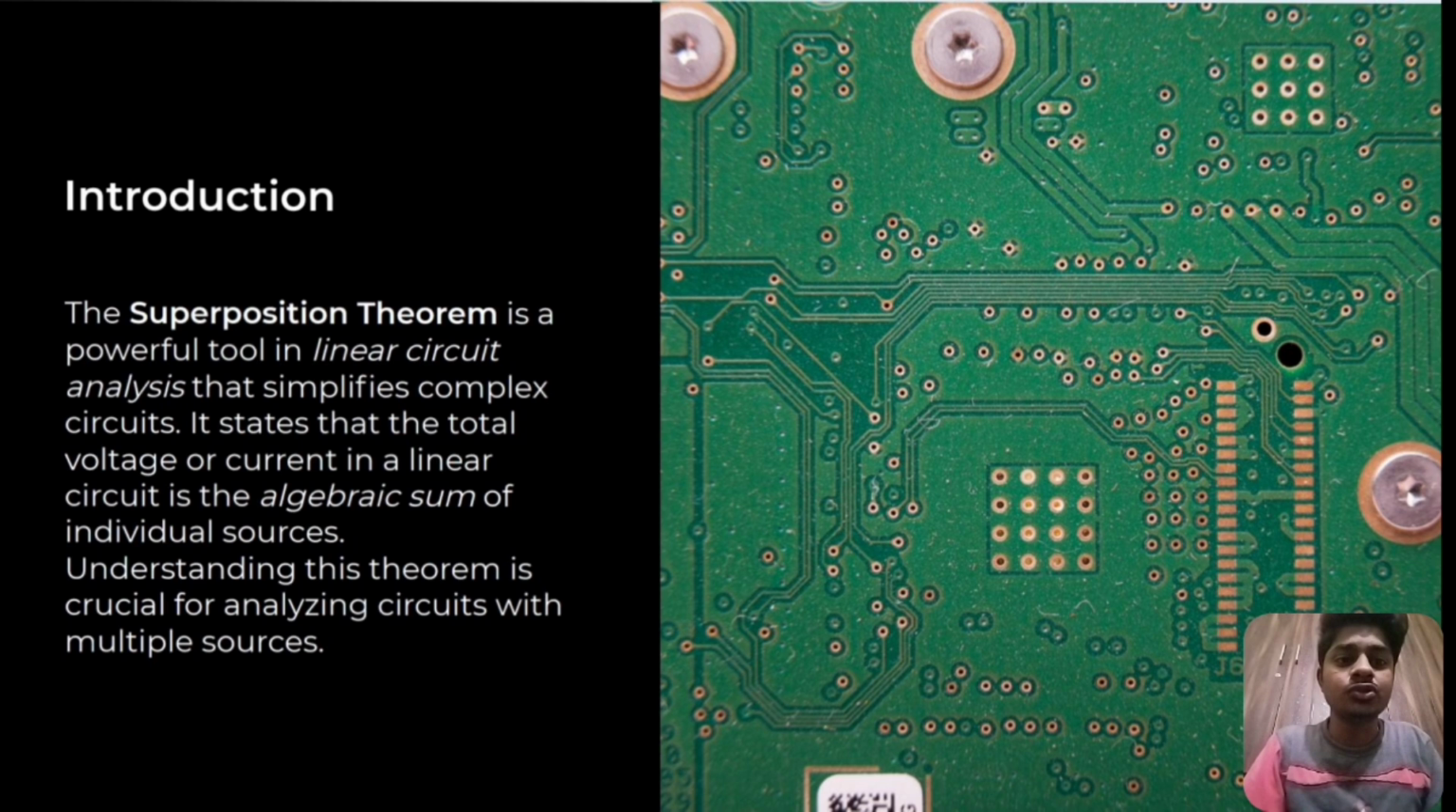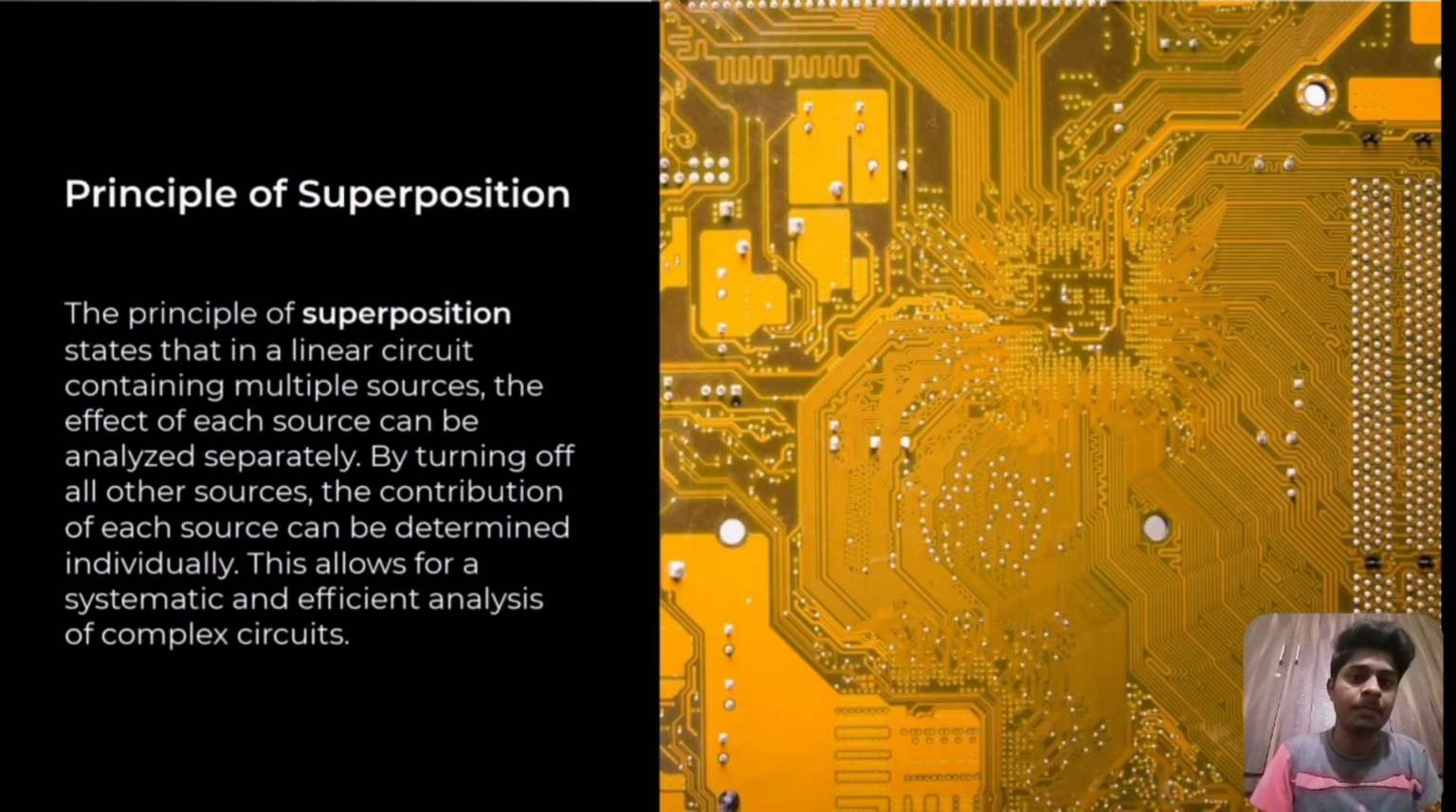Introduction. The superposition theorem is a powerful tool in linear circuit analysis. It simplifies the circuit. It states that the total voltage or current in a linear circuit is the algebraic sum of the individual sources. Understanding this theorem is essential for analyzing circuits with multiple sources.